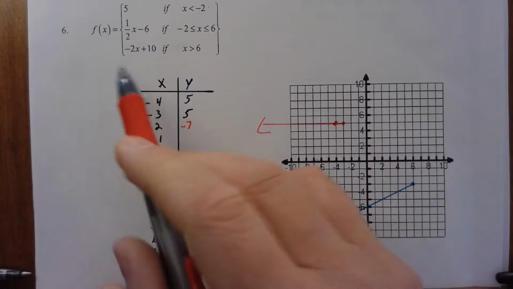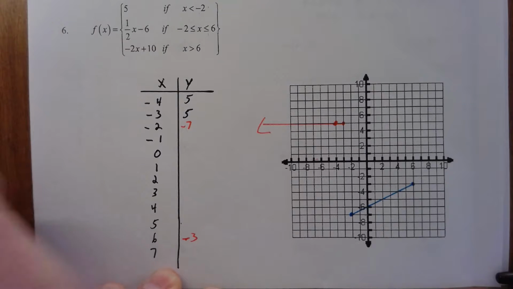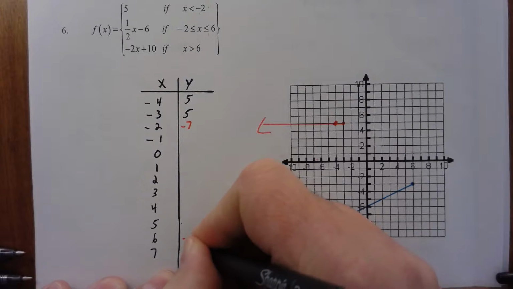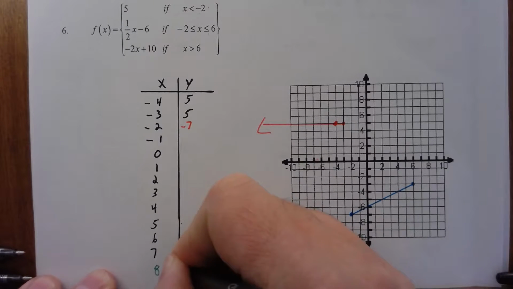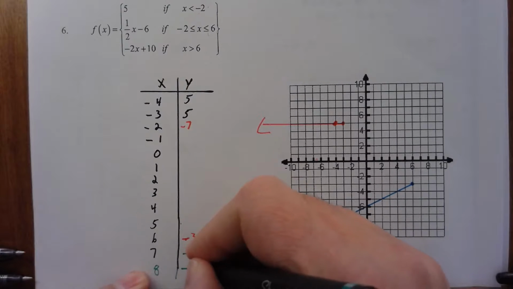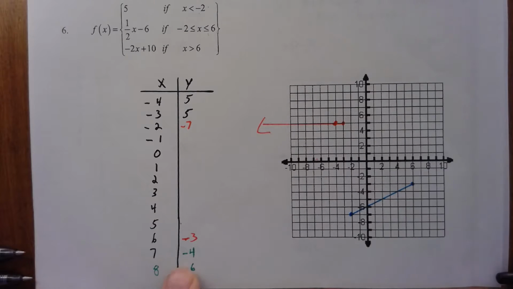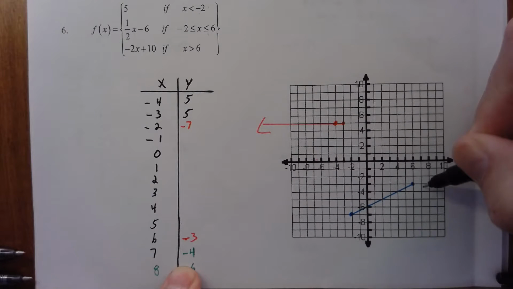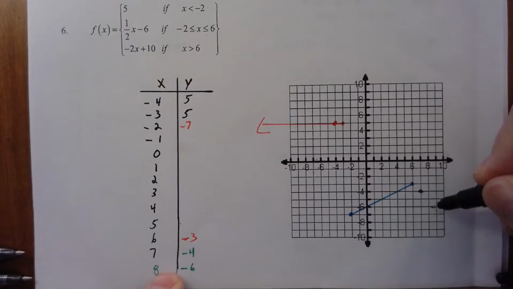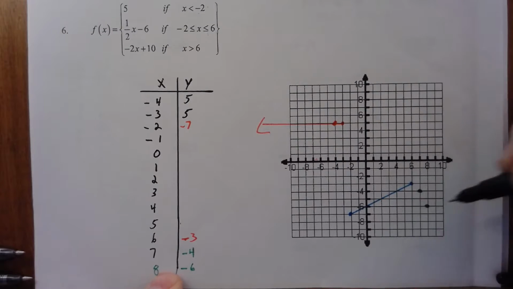So 7. -2 times 7 is what? -14. Plus 10 is -4. So I need another one here. What's -2 times 8? -16 plus 10 is -6. So 7 goes with -4, and then 8 goes with -6.